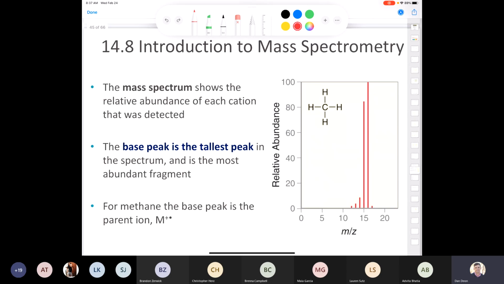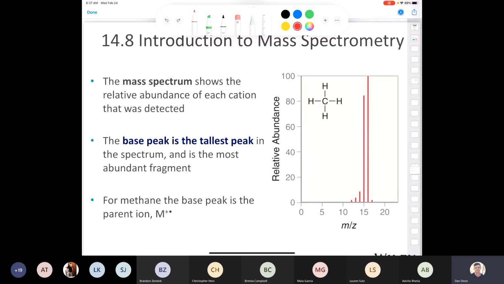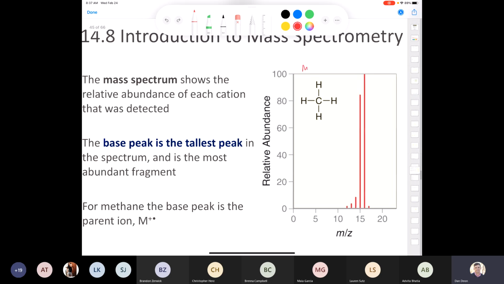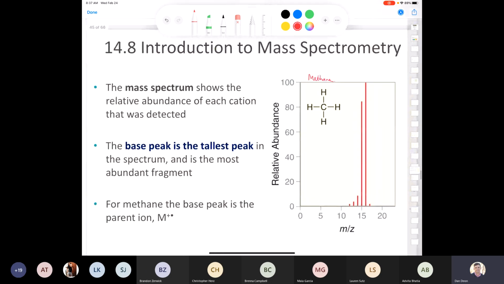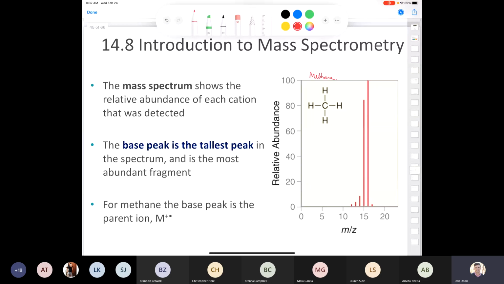All right, here we go. So here's a mass spectrum of the simplest organic molecule possible, which is methane, right? Everybody should know what methane is by now, CH4. And it says here, the mass spectrum shows the relative abundance of each cation that was detected. So you see we have all these vertical lines over here. So what the heck are these lines?